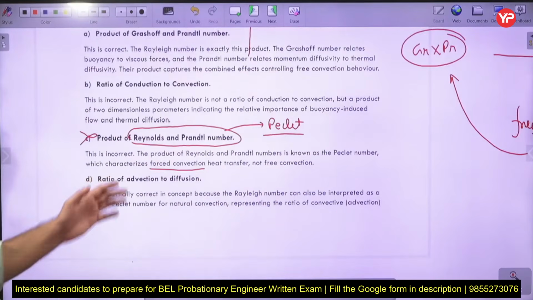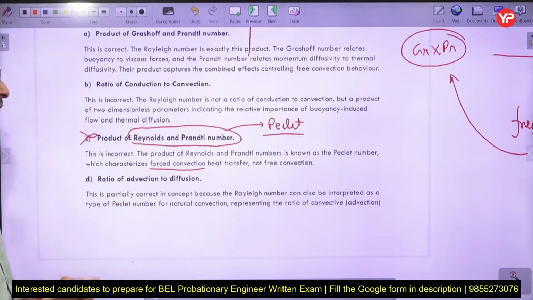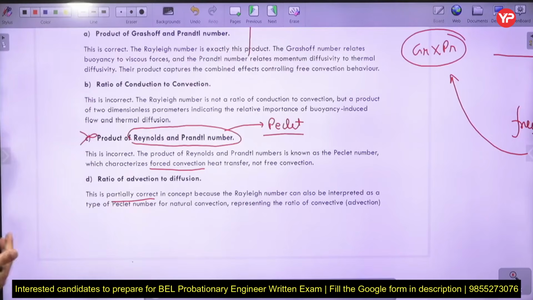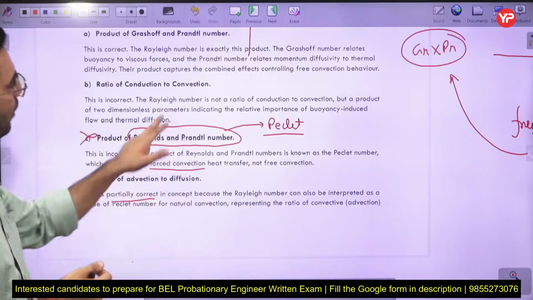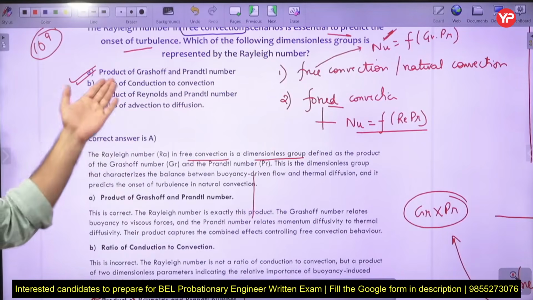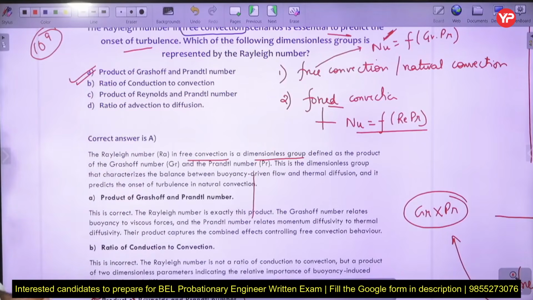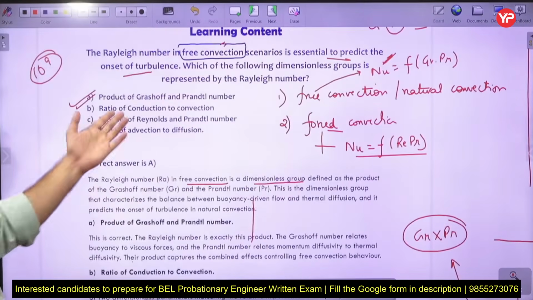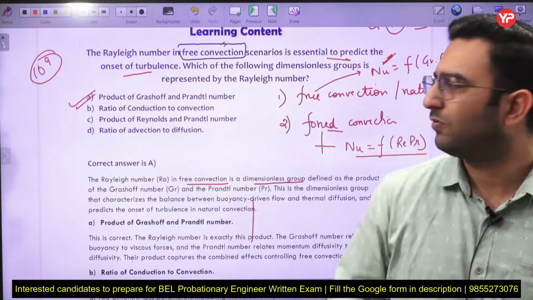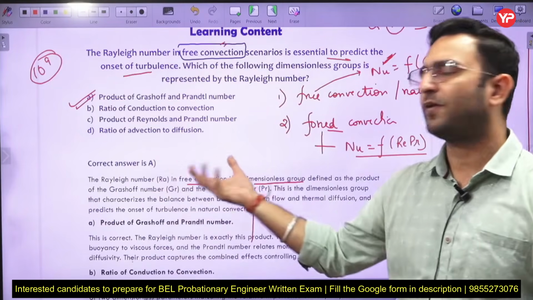Now coming back to the next part, rate of advection to the diffusion. Yeah, so basically I can say it is partially correct, but this is not an exact definition of the Prandtl number. Okay, now just remember that part here. So this is how you can see that the Rayleigh number is basically the product of Grashof and Prandtl number. So that's a very simple question here. I can say the questions which have been asked in the BEL exam are very simple, although you can see this type of question has been asked.